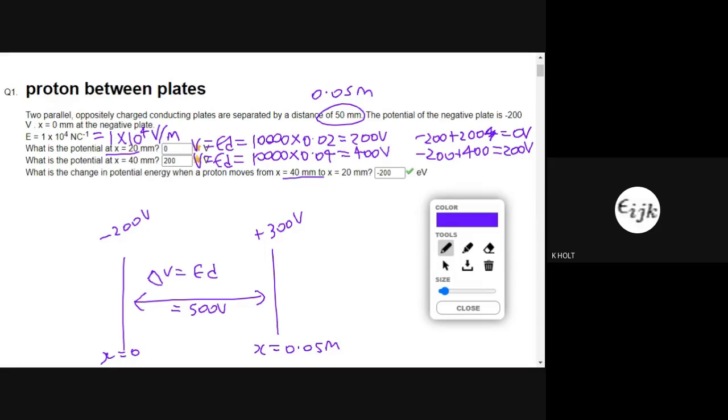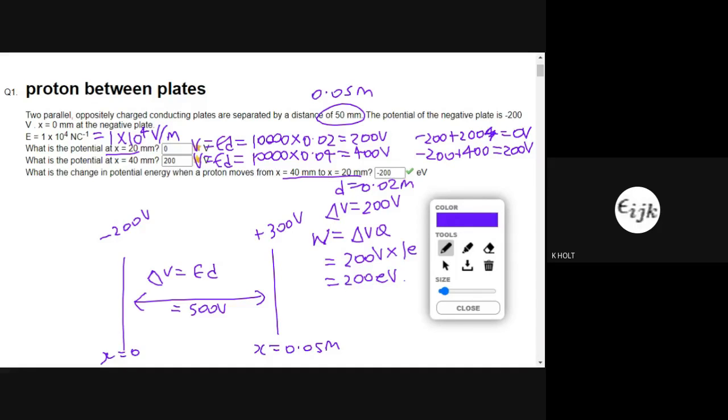Finally, to work out the change in potential energy when a proton moves from 40 to 20 millimeters, this is a distance of 0.02 meters, so I can work out the change in voltage. That's going to be ED once again. It gives me 200 volts, and I can work out the work, which is delta V times Q. This time the units are in electron volts. So if I write it like 200 volts times 1 electron, I get 200 electron volts.